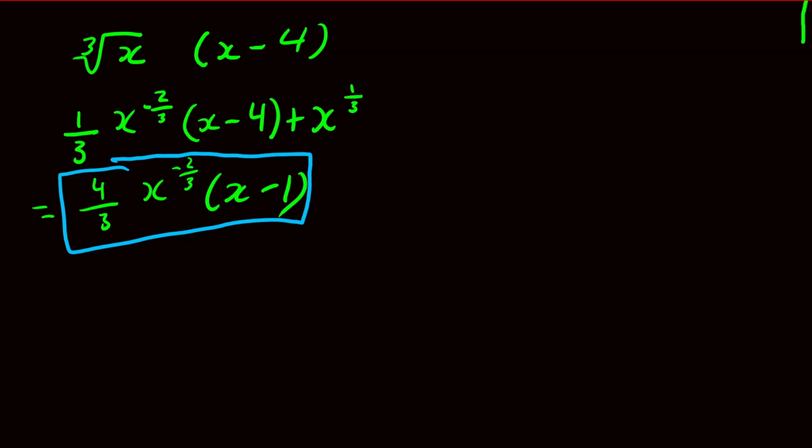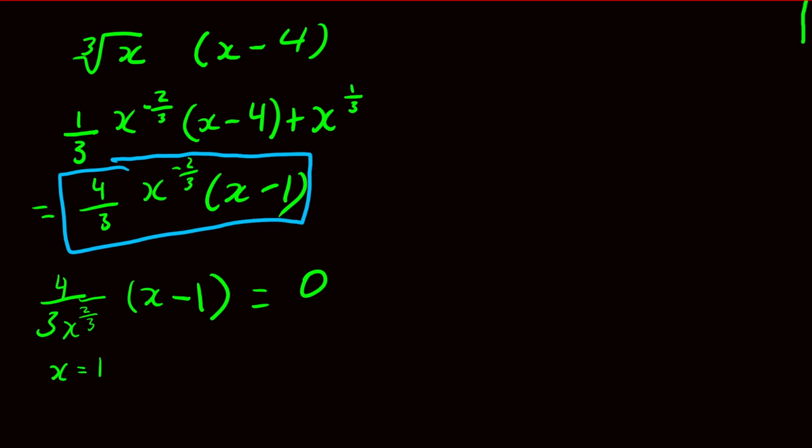You have to set this equal to 0 or undefined. So first let's set it equal to 0. So 4/3, I'm going to get rid of this negative exponent. I don't really like it here, so I'm just going to put it in the denominator. x minus 1 equals 0. So when is this equal to 0? Well, when x is 1, obviously.